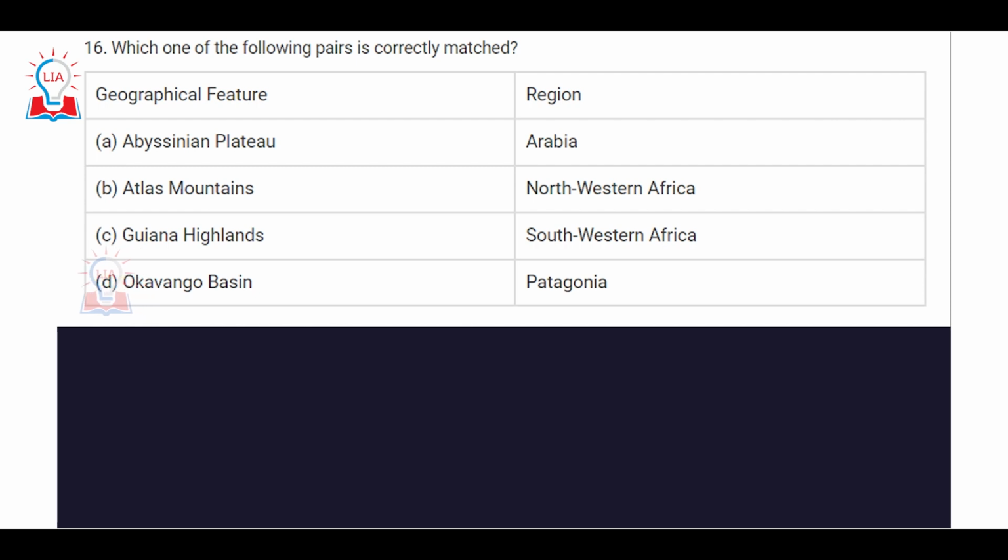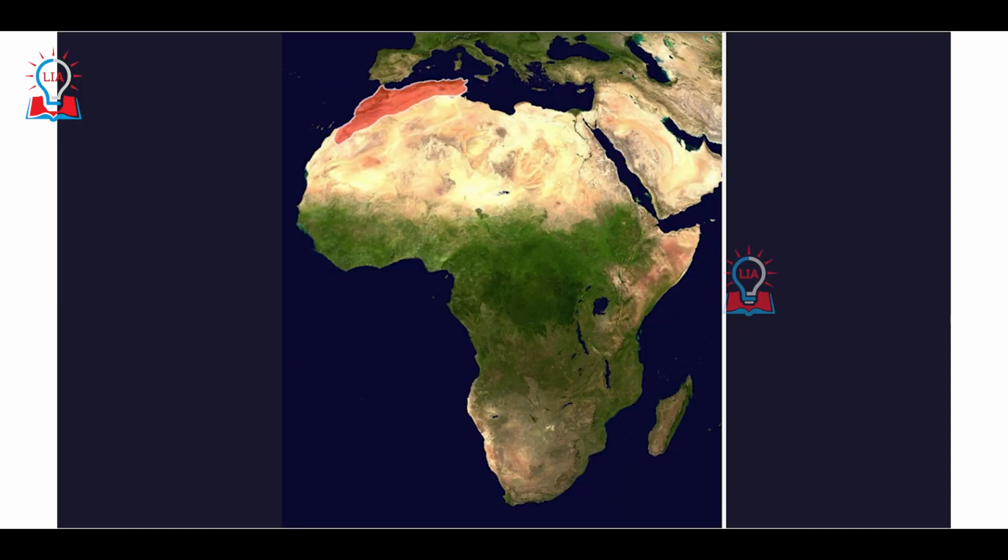The next question is again related to world mapping, where it has been asked which of the geographical map features has been correctly matched with the associated region. So we have Abyssinian Plateau in Arabia, Atlas Mountain in Northwest Africa, Guinea Highland in Southwestern Africa, and the Okavango Basin and the Patagonia. If you take a look at the map of Africa, actually the second statement is correct, because this shaded region is the one that represents the Atlas Mountain.